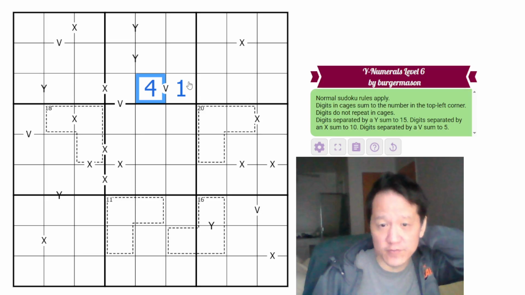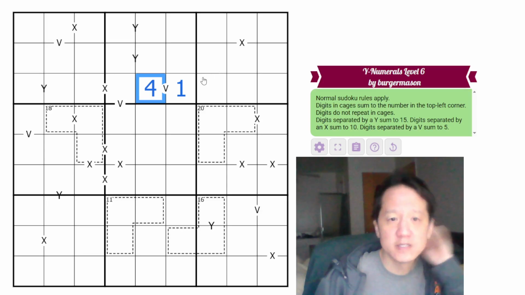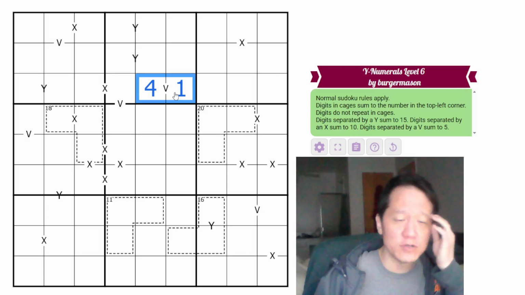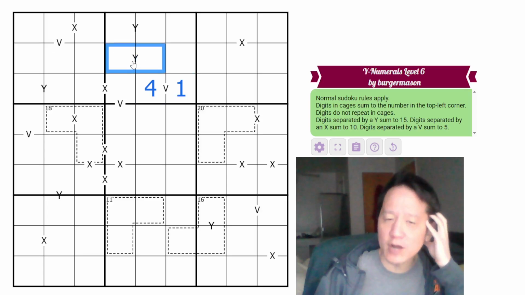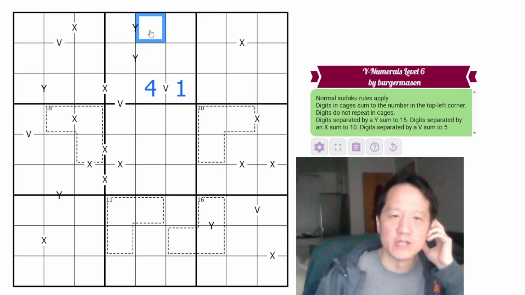X's and V's are very common in normal Sudoku variants, so those you'll see a lot of. But Y's, I think, were actually invented by Berger Mason, which is why he's done a whole bunch of puzzles related to that variant. And this is the sixth one, I believe, of it.